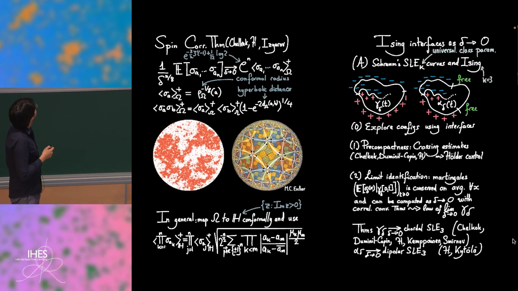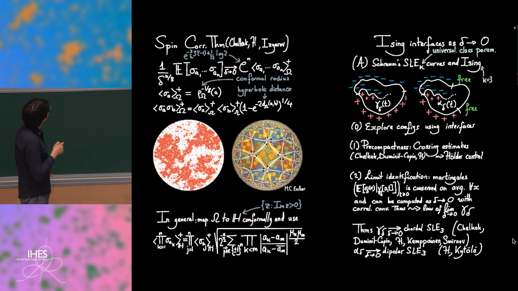So these interfaces were shown to converge to SLE curves. In this case, it was a radial SLE curve. In this case, it was a so-called dipolar SLE curve, so if you added free boundary conditions. Why this was interesting will appear in the next slide.